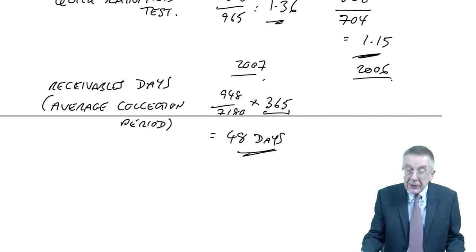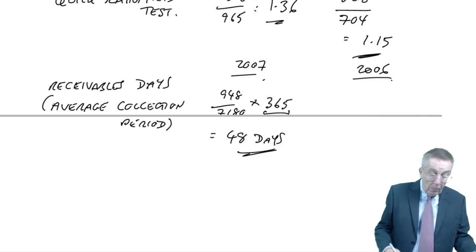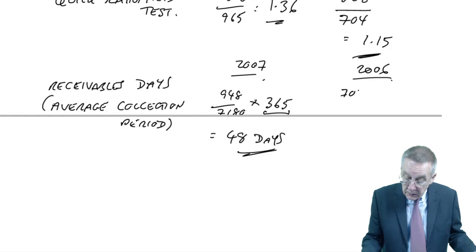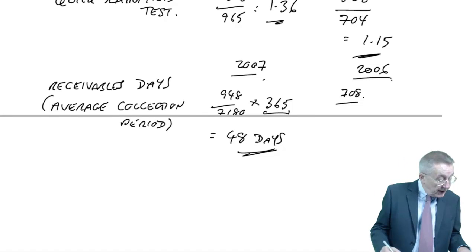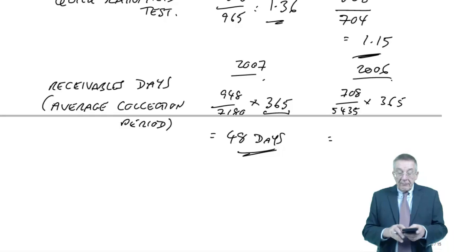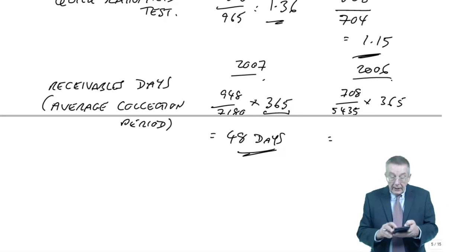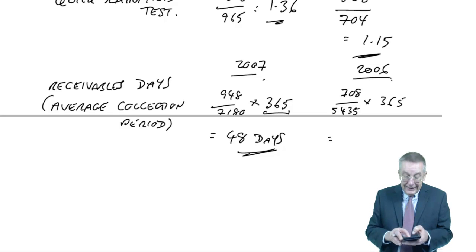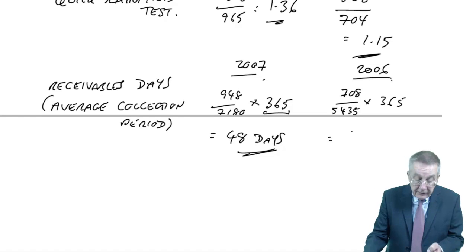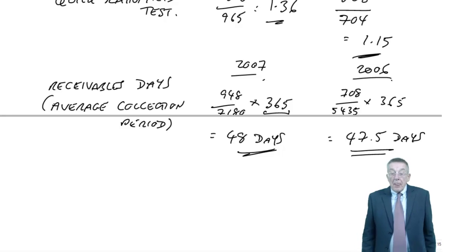Anyway, what about last year? If things got better or worse? In 2006, receivables 708. In 2006, revenue 5435. So without repeating the limitations I just mentioned, it seems as though last year we were taking about 47.5 days. So nothing much has changed there.